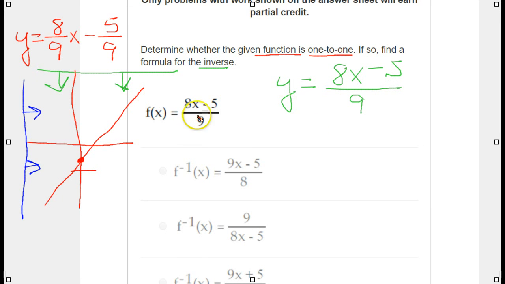So that's exactly what we had here. We're just doing the first step of finding the inverse, converting the f of x to y. Now what we do is we exchange the y and the x. So this will become an x, and this becomes a y. And now we solve for this y.